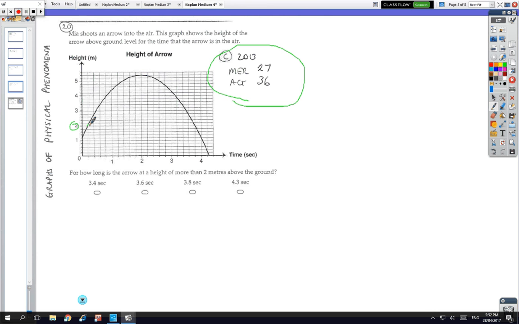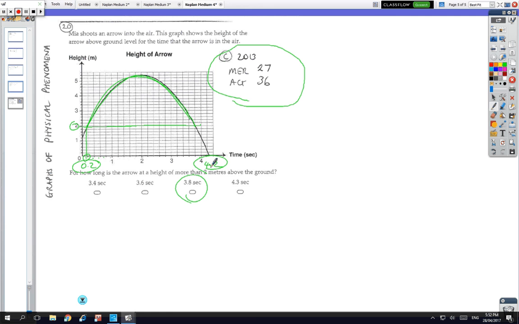Okay, so this is the section. Come across. This green section here is when it's above 2 meters. Now we just have to read the times. 1, 2, 3, 4, 5, so that's 0.2, 1, 2, so that's about 4.2. The difference in time must be a little bit more. So in terms of those choices, the one that's closest is the 3.8.